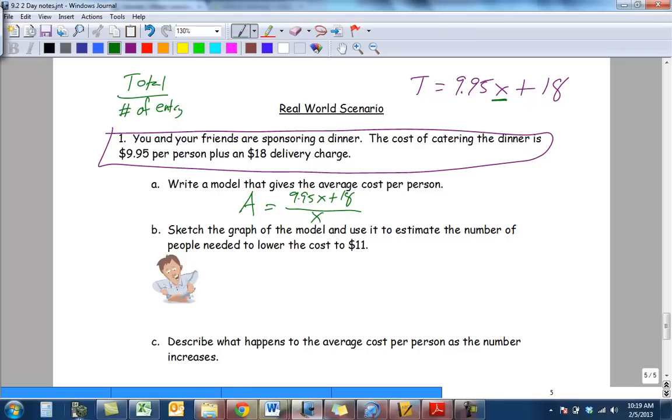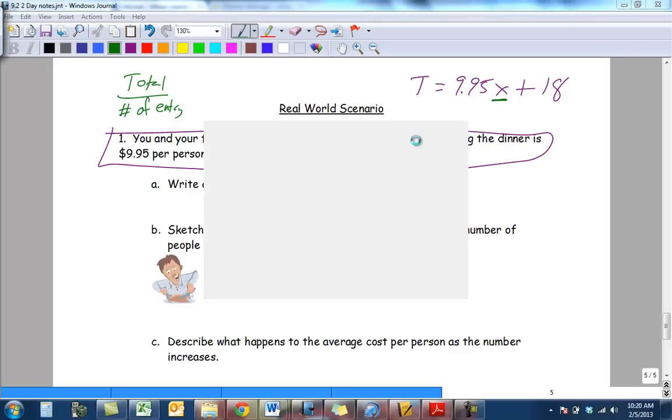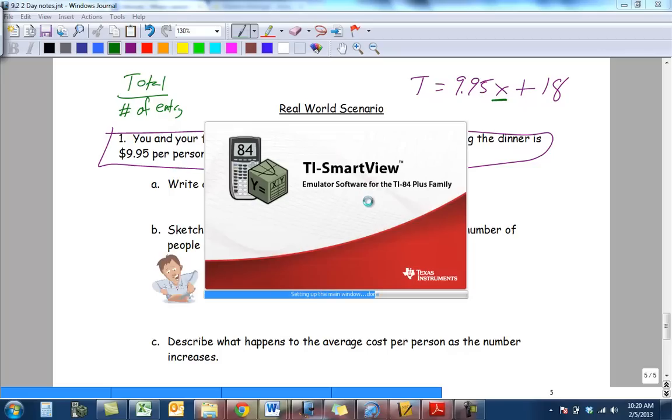All right, so the next part, get out your calculator. I forgot to open mine, so this will buy you a minute. And we're going to graph this. Now, we might have to adjust the window. Think about it. If nobody comes to this party, how much is this going to cost us? Well, $18, right? So our -10 window is probably not going to work. But let's not get ahead of ourselves. Let's graph this here, as soon as this opens.